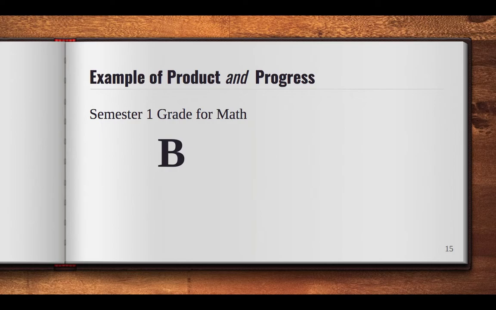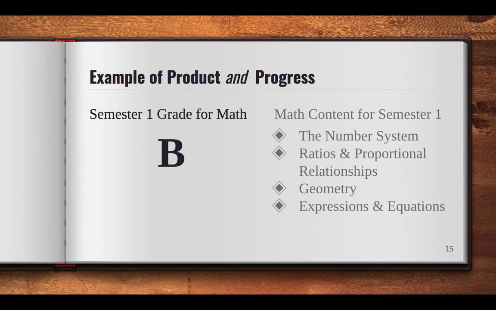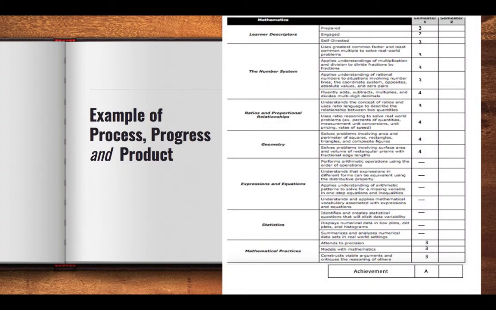A different example could be including product and progress. So you'd have an achievement grade for math, and then maybe you'd have an outline, and sometimes this has appeared in comments, of what was covered during that grading period. So you might have a B for math, and the teacher might share with you that you reviewed the number system, ratios and proportional relationships, geometry, and expressions and equations. That's enough information. However, we want to fully explain all 3 areas: process, product, and progress.